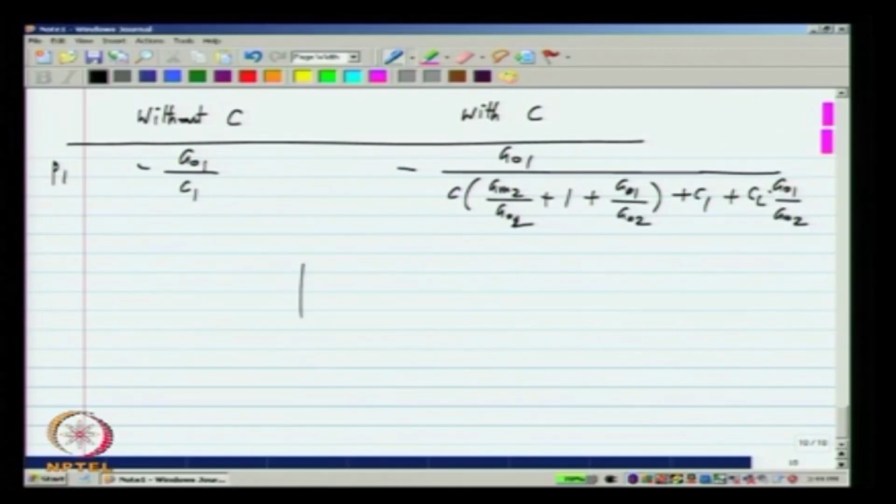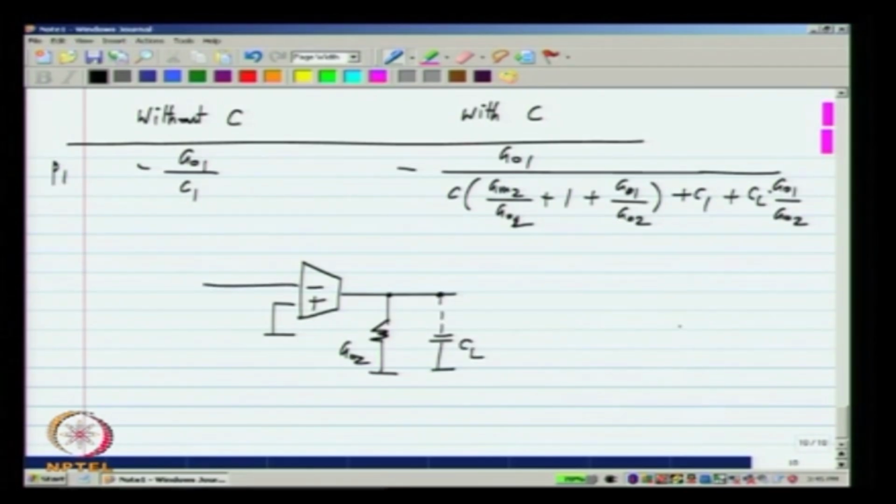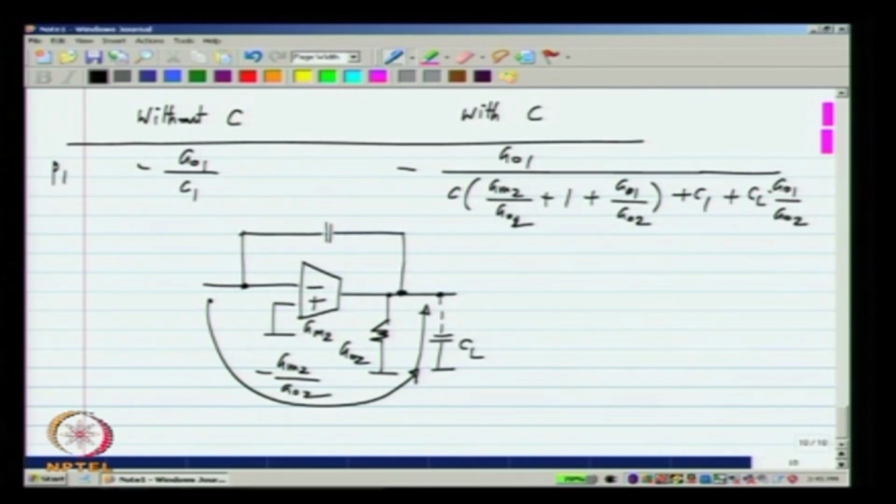If you observe, the second stage looks like this one. It also has this capacitor Cl. For the moment, let us ignore this capacitor. So, basically from here to the output, there is a gain of minus Gm2 by Go2, and this capacitor C is connected across an amplifier whose gain is minus Gm2 by Go2.